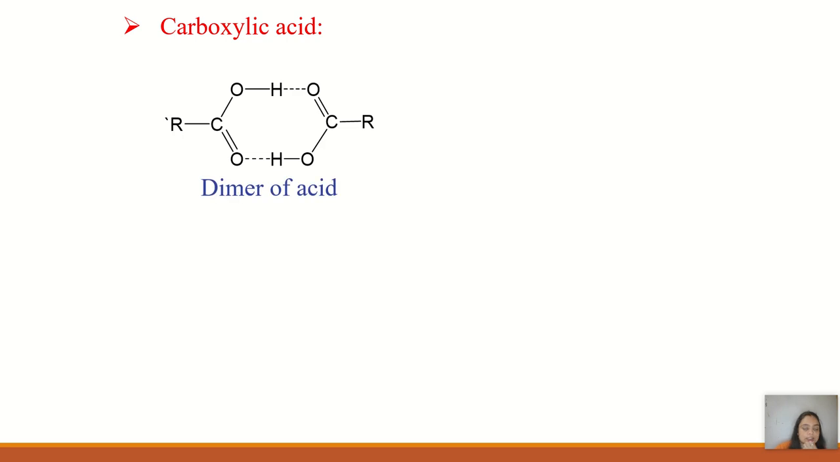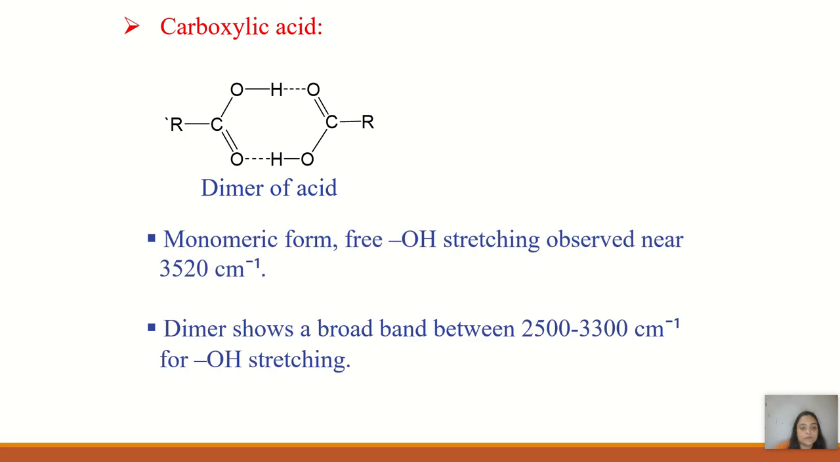In the case of carboxylic acid, there is formation of a dimer. Here the dimer of the acid is formed. So the monomeric form, meaning a single structure or one monomer of the acid, can give free OH stretching near 3520 centimeter inverse. But here there is formation of a dimer. So due to dimer formation, the higher frequency decreases to the range 2500 to 3300 centimeter inverse.